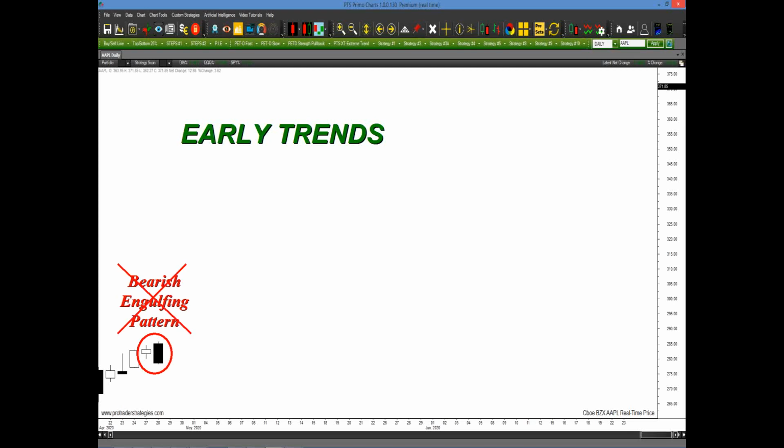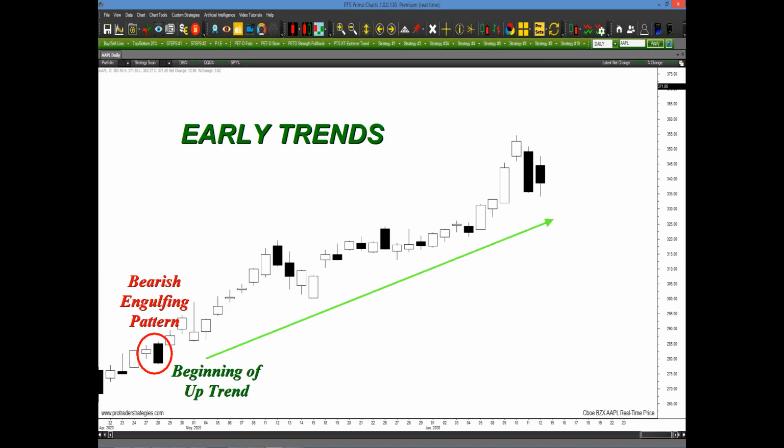Well, not really, because according to this tool that we'll share with you, that was signaling the beginning of the trend, not the beginning of a downtrend, but the beginning of a strong uptrend. And then we all know what happened with Apple coming into mid-June and coming into July, all right? That's the beauty of it.